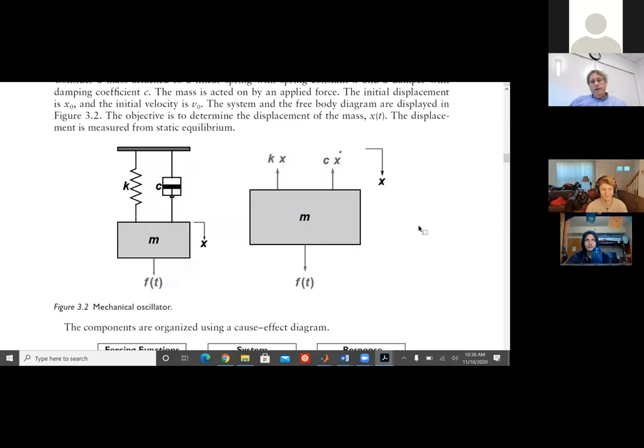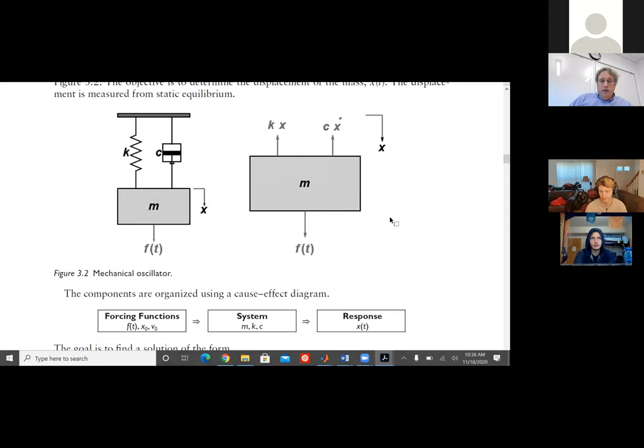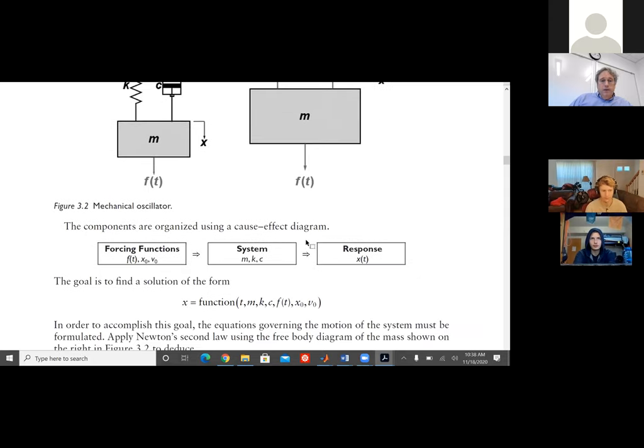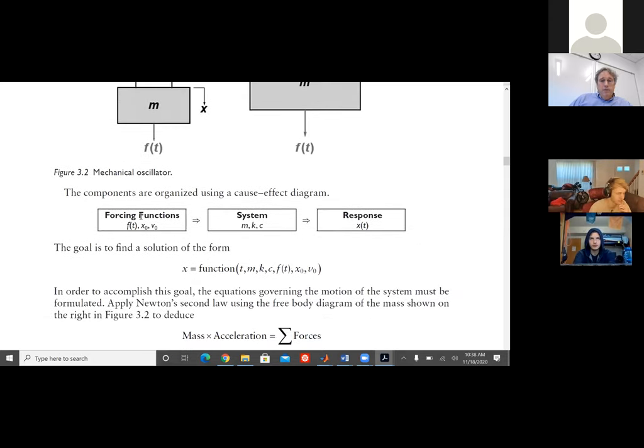Now that we have that in the bag, we can now apply Newton's law. F equals ma, I've called x downward as positive. We can now apply F equals ma, literally like a checkbook balance. Here's what I call the cause and effect diagram, which I like so much.